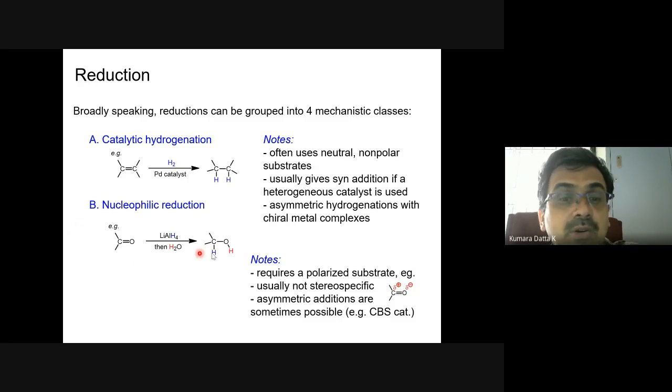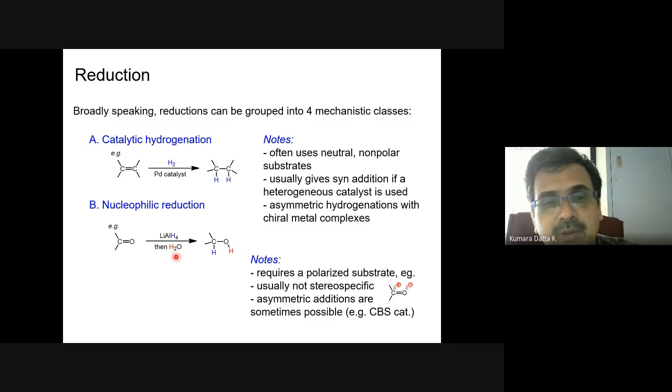Next, nucleophilic reduction reactions, where we can add hydrogen. For example, you have an aldehyde or a ketone, and we want to reduce it by adding hydrogen. So we can convert aldehydes or ketones into alcohols. Here you need polarized substrates, for example carbonyl compounds, and we use hydrogenating agents such as lithium aluminum hydride.